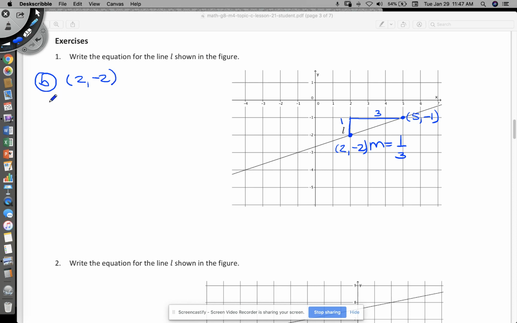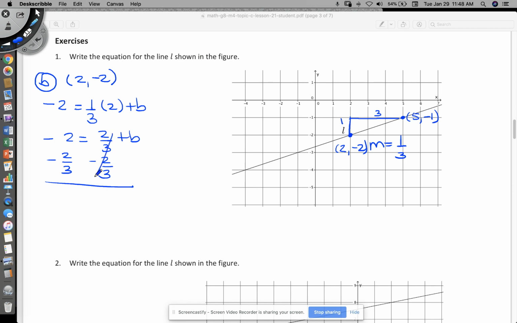I'll plug this in. My y is -2 equals the 1/3 I found times that 2 for the x plus b. Multiply those together. I get -2 equals 2/3 plus b. I'm going to subtract 2/3 from both sides. Those cancel, and my b equals -8/3. So now I'm going to put together my entire equation, and that is y equals 1/3 x minus 8/3.